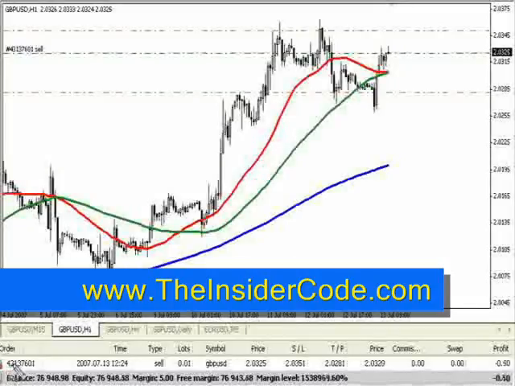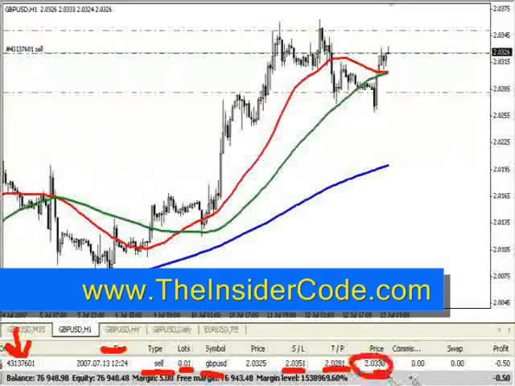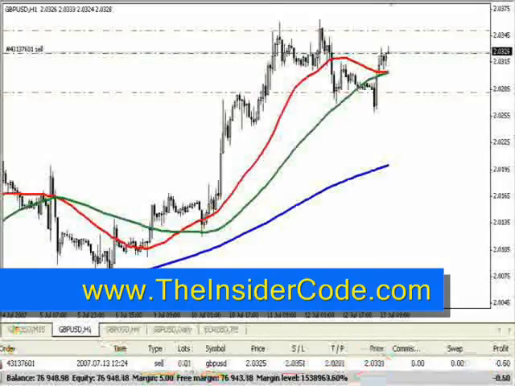There it is. You can see the order. Here's the order number, so that's the ticket number. You have the time, what type it was, how many lots, the symbol, etc. Now you've got also the stop loss, take profit, and then the price that it was executed. Now here's of course the profit, 50 cents, minus 50 cents.